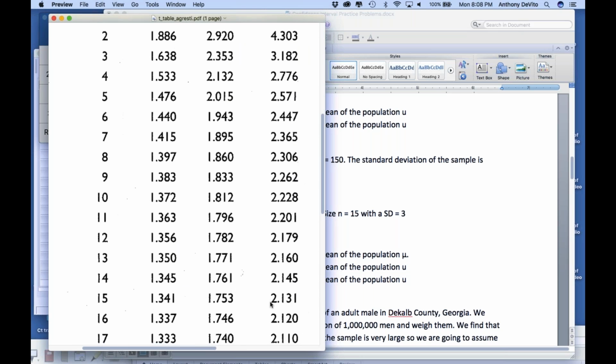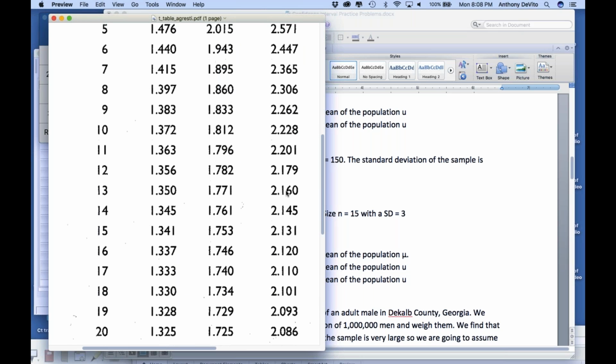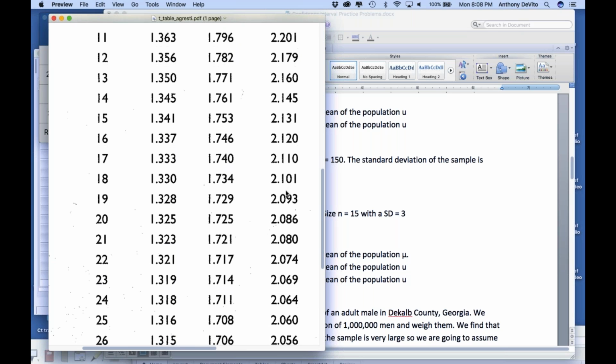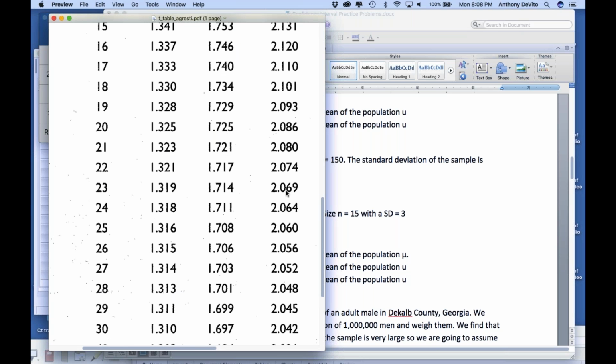Why does the sample size matter? Why does the t number change with sample size? Because the larger the sample size, the more confidence we have in using the sample standard deviation to estimate the population standard deviation.